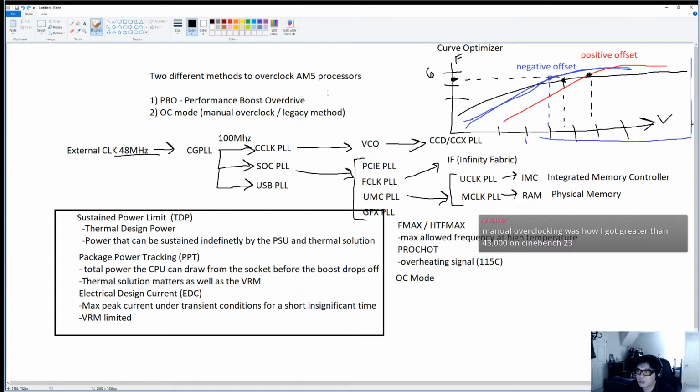Manual overclocking was how I got greater than. Okay. Yeah, that's actually really good to know. So you did manual overclocking.